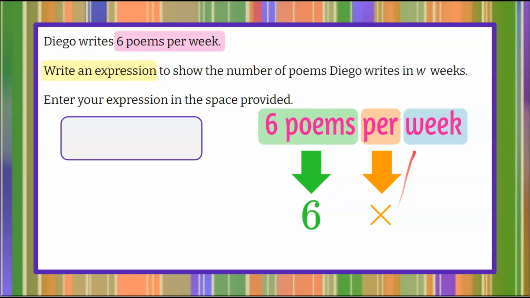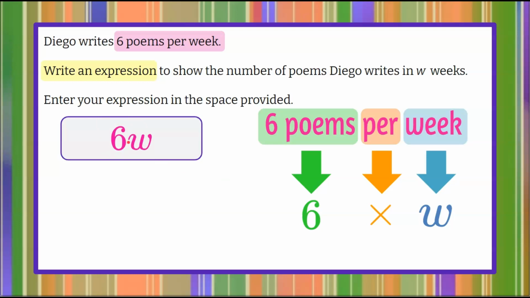So 6 times, and then we say per week. Well, we were told that week, we're going to use the variable W. So we're going to change week to be the variable W because we were given that information in our problem. So 6 multiplied by W, in its simplest form, would be 6W. There's an invisible multiplication sign here.